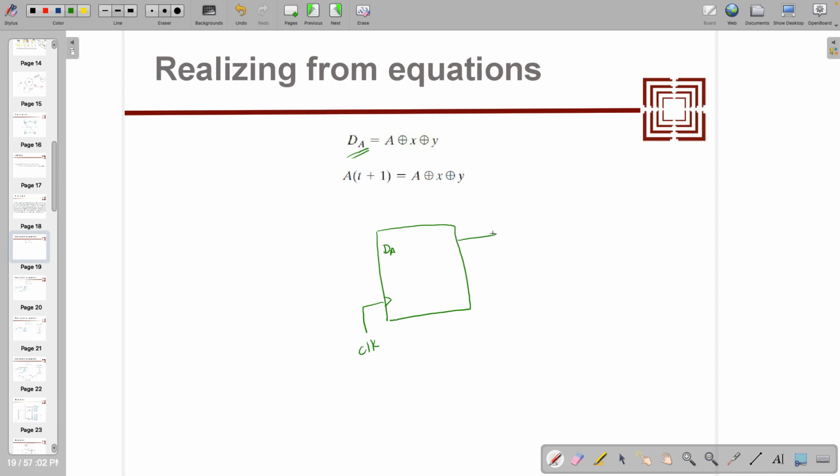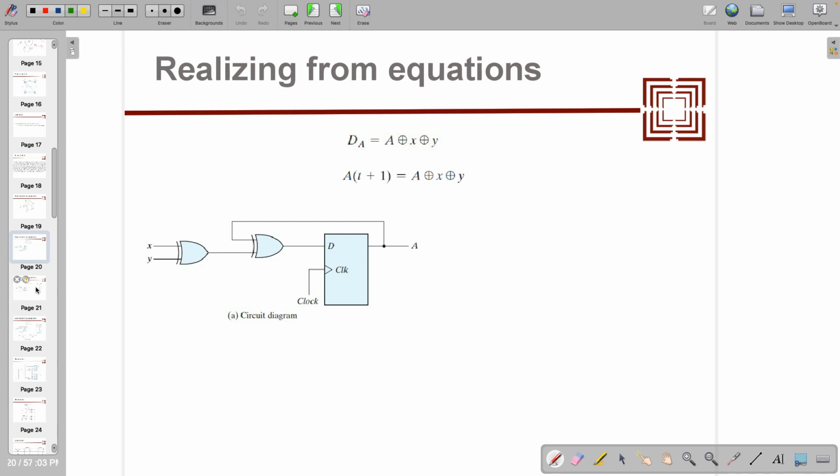What it says, it has three things. Right? So this is the circuit for that one, right? A XOR X XOR Y, that's the next state, and that's what you are saying: what is at the input DA side and what is at A(t+1). So that's the circuit diagram.